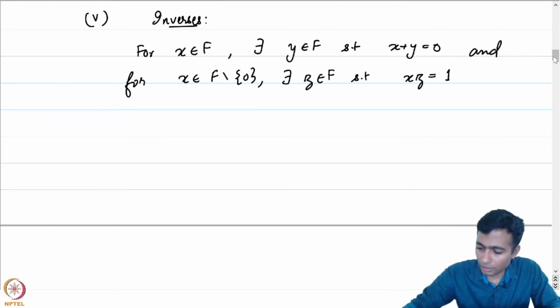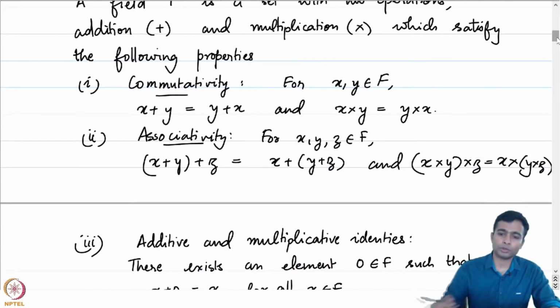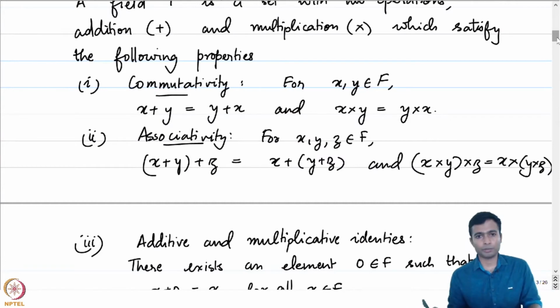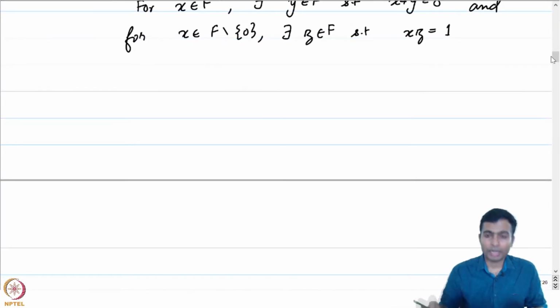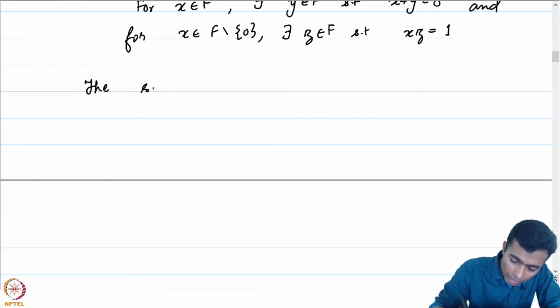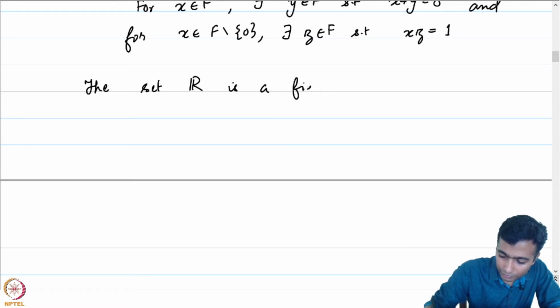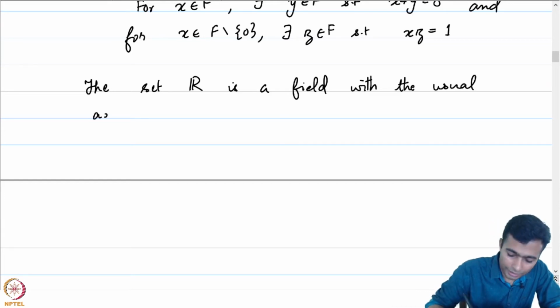So this is the set of all properties which need to be satisfied by the two operations for our given set to be a field. So that's the definition of a field. And we are familiar with the field of real numbers. The set R is a field with the usual addition and multiplication operation.